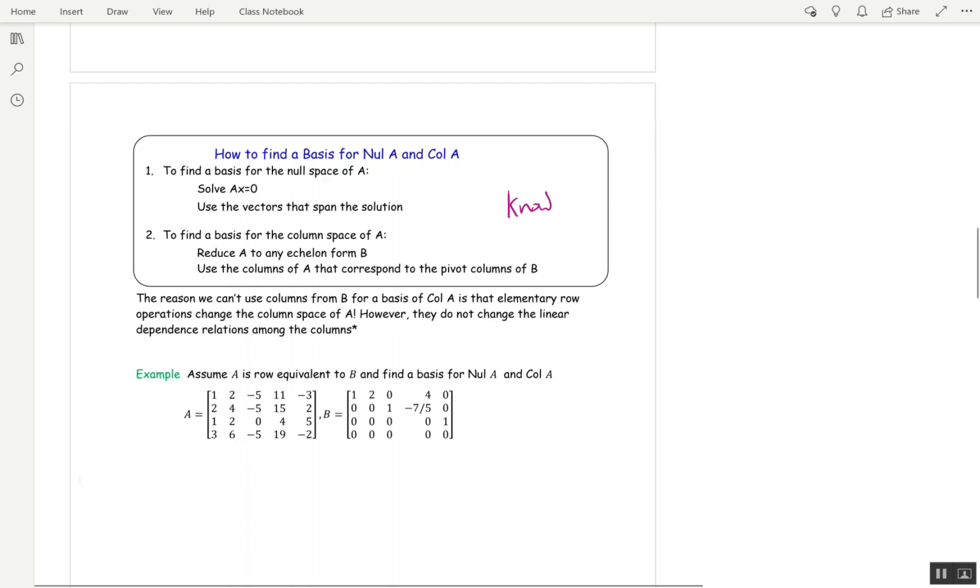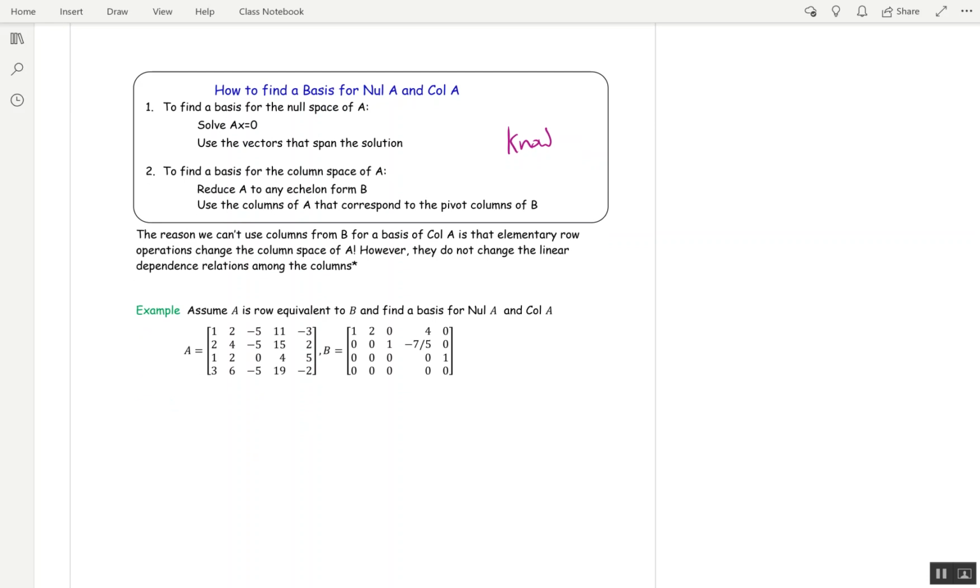So here we go. Assume A is row equivalent to B. Find a basis for null A and col A. All right, so A has already been reduced to B. To find a basis for, let's do the easy one first, col A, we look at the pivot columns of B. Columns 1, 3, and 5. That means we want to use for our basis columns 1, 3, and 5 of the matrix A.